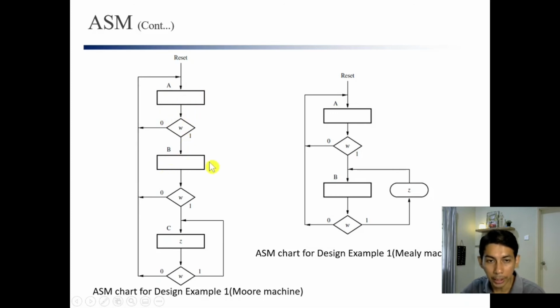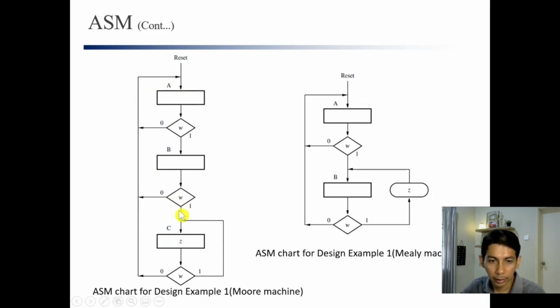But in B, when W equal to 1, we go to state C. In state C, if we have Z written inside, it means that Z equal to 1. If you don't have Z here, it means that Z equal to 0. Or you can write inside that in this state Z should be equal to 0, and here Z equal to 1 in state C. But when we are in B, if W equal to 0, we should go back to A, right? Yes.